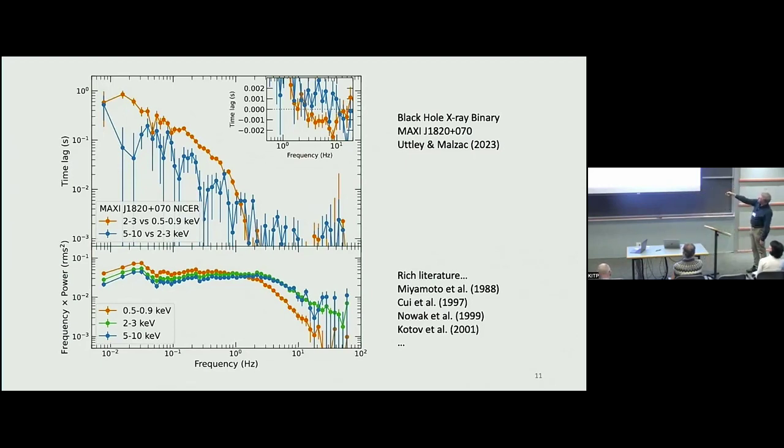And the other thing to point out here is, if you go down to low frequencies, so of order 10 to the minus 2, the time lags are very long, second-long time lags between energy bands. Remembering this is all coming from a tiny, tiny, tiny region that's tens of milliseconds light crossing time. So these are very long memories of what's going on here. Okay, that's a very quick dash through phenomenology.